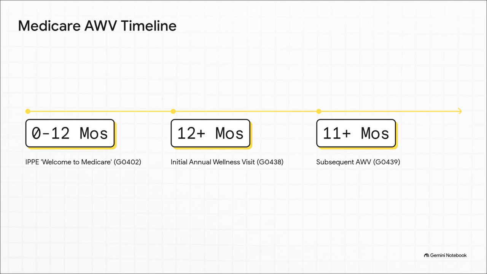When a beneficiary first enrolls in Medicare Part B, they have a 12-month window to receive their initial preventative physical examination. We usually call this the IPPE, or the Welcome to Medicare visit, and that's coded as G0402. After they've been enrolled for 12 full months, they become eligible for their first annual wellness visit, or AWV, using code G0438. From then on, after that initial AWV, they can have a subsequent annual wellness visit every 11 full calendar months, which is coded as G0439.